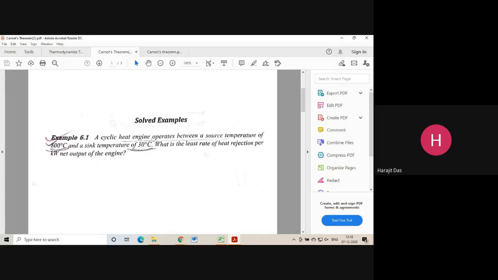A cyclic heat engine operates between a source temperature of 800 degrees centigrade and a sink temperature of 30 degrees centigrade. What is the least rate of heat rejection per kilowatt net output of the engine? It is given that a heat engine, a normal heat engine, works in between a source and the sink, just like our previous example. One source will be there, one sink will be there. The source is having a temperature of 800 degrees centigrade.